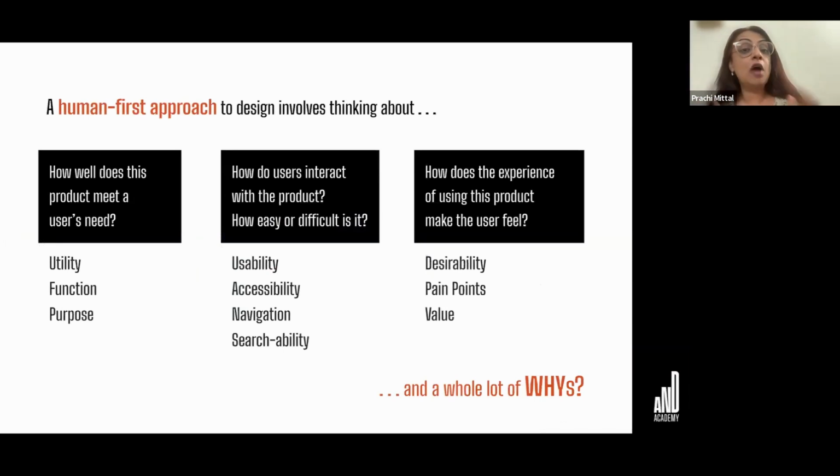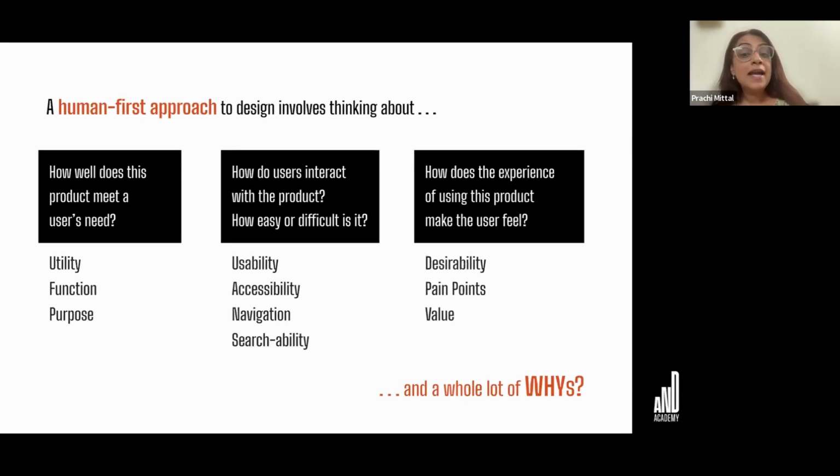But the second is, how do users interact with the product? How easy is it? Is it accessible? Can I find whatever I'm looking for? I know there is a feature on my microwave, but I can't find it. I get lost. I was trying to search for something on my television, or in WhatsApp, and while searching for it, I reached somewhere. Now I don't know how to go back. That's navigation. So I have to think about that as a UX UI designer.